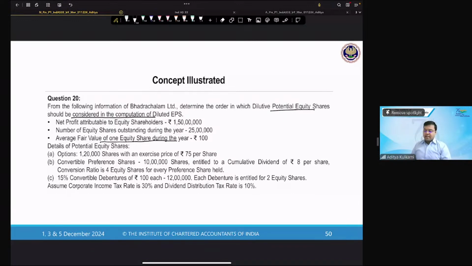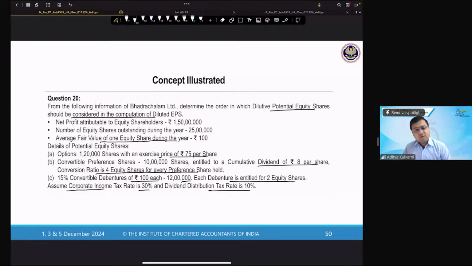Details of potential equity shares. You have 1,20,000 options with an exercise price of 75 per share. Convertible preference shares, 10 lakh shares, entitled to a cumulative dividend of 8 per share. Conversion ratio is 4 equity shares for every preference share held. 15% convertible debentures of 100 each, 12 lakhs, each debenture entitled to 2 equity shares. Assume corporate income tax rate is 30% and dividend distribution tax rate is 10%. So shall we start?